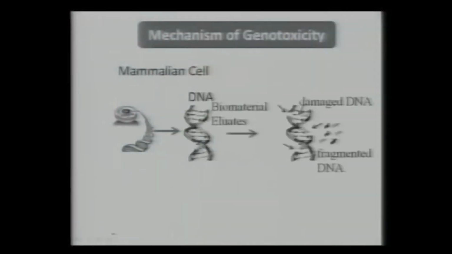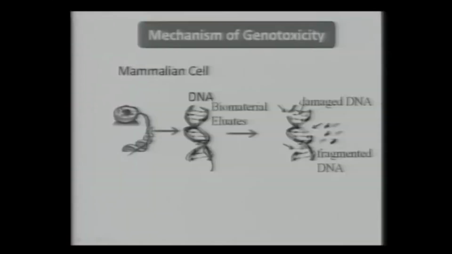Now this slide essentially tells you the concept of this genotoxicity effect. You have half of the cell here, and this is the nucleus, and the nucleus contains this DNA. Now DNA has a typical double helix pattern, and this double helix is exposed to biomaterial eluate, meaning the wear debris particles which are in a solution like DMEM and phosphate buffer solution and so on. This entire solution is called eluates.